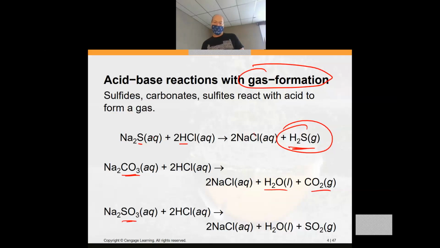The sulfites are going to work the same as the carbonates. So this is CO3 minus 2. This is SO3 minus 2. Anytime you react those with an acid, instead of CO2 and water, you get SO2 and water.